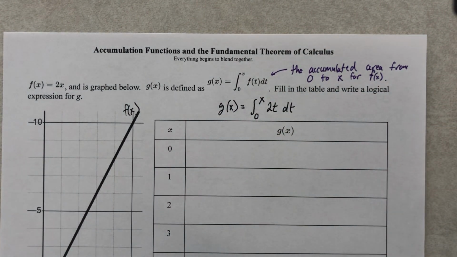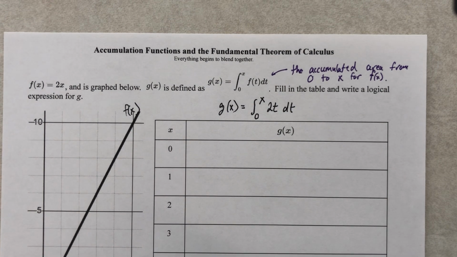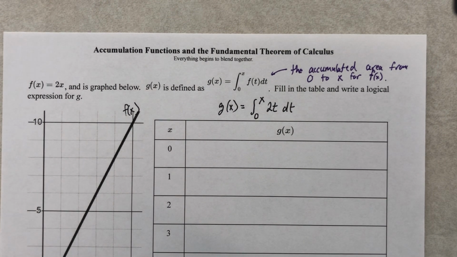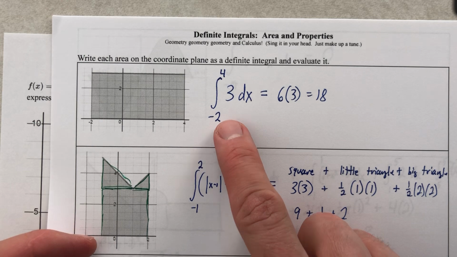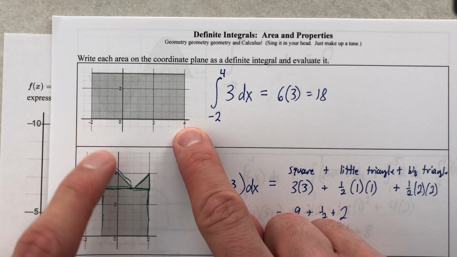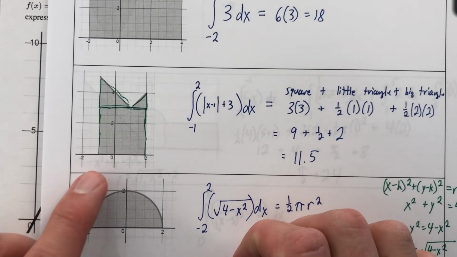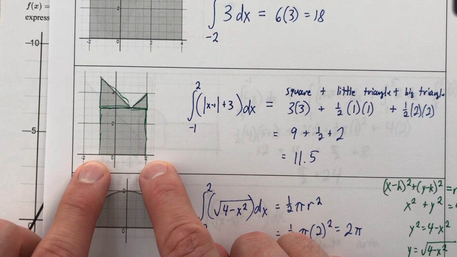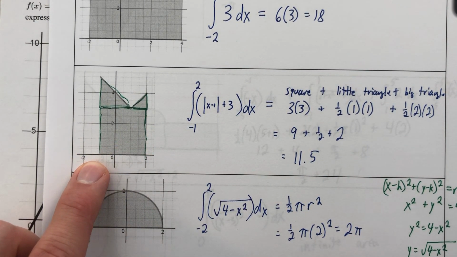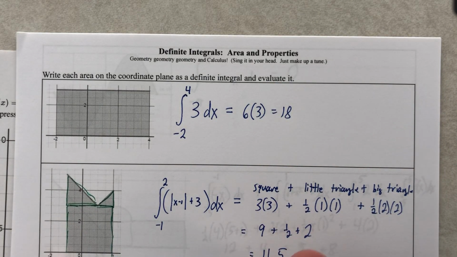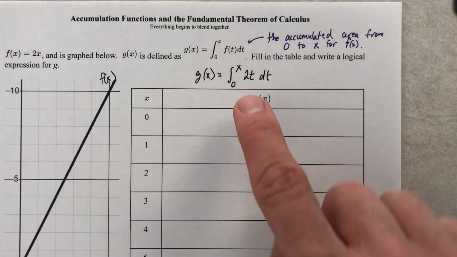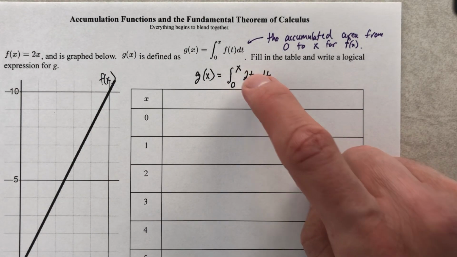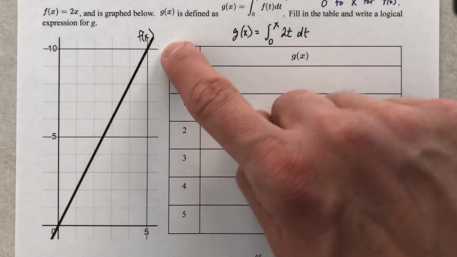All right, let's dig back in some notes. Find some older notes, and here's what's really happening. I just want you to see it. Here we go. We are accumulating area from -2 to 4, and the function is 3. We're accumulating area from -1 to 2, and here's the function. Accumulating area. I didn't use that phrase in this lesson, but what I'm really doing is just finding the area. So I'm finding the area from 0 to wherever I want to go on this graph.